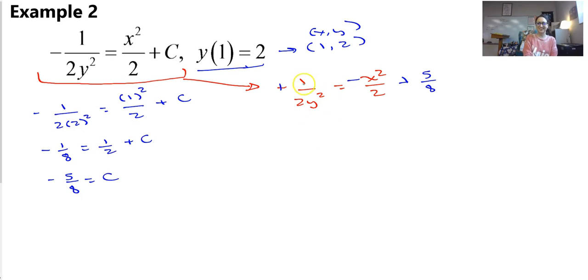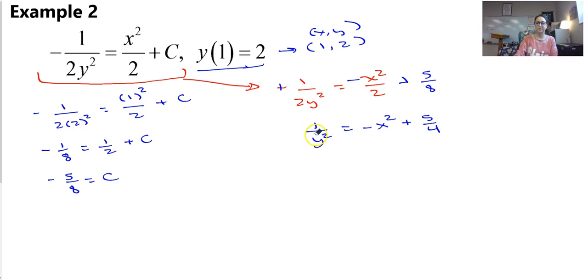Let's first get rid of this 1/2 by multiplying everything by what? By 2. So when I multiply the left side by 2, the 1/2 is gone, but I still have the 1 over y squared. Okay, don't lose that placeholder. Make sure that y squared doesn't magically float to the top. All right, when I multiply this term by 2, I have just negative x squared. And when I multiply this term by 2, I have 5/4, or 10 over 8.